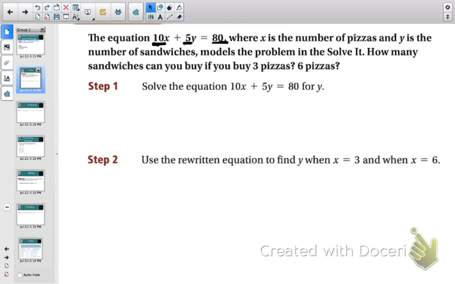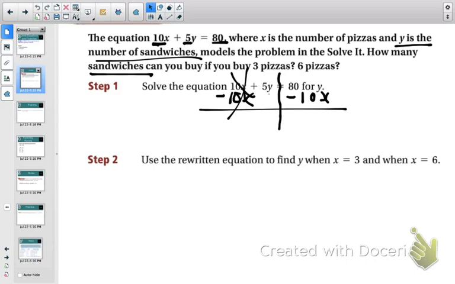Okay, so first we're looking for how many sandwiches. Sandwiches is the y variable. Okay, so we want to solve for y. So if we solve this equation for y, we'll start with my squiggly line, separating my left and my right side. If I want to get y by itself, I need to get everything else to the other side. Okay, so first, the furthest thing away from y is this 10x over here. So if I want to cancel that, minus 10x, minus 10x. That's gone. Then I get 5y here.